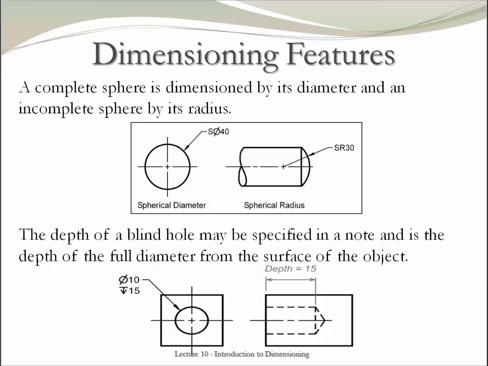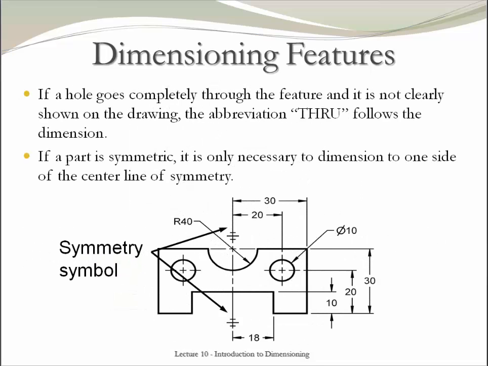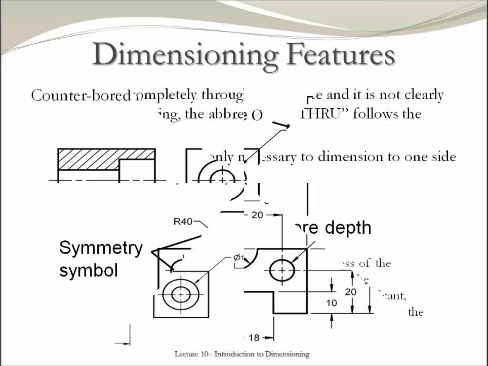If you are dimensioning a hole, the most used form to indicate it is by using the diameter of the hole and the depth shown in this note over here. If the hole goes through all the feature, make sure that you add the abbreviation through after the dimension of the hole. If you're using symmetry, only dimension one side of the drawing.